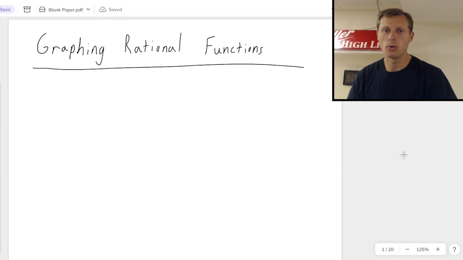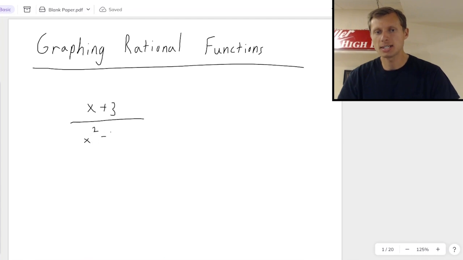In today's video, we're going to be talking about how to graph rational functions in Algebra 2 or pre-calculus. And in case you don't know, rational functions are functions that look like this. They have x in both the numerator and the denominator. Well, that's technically not the right definition, but it's going to work for today.